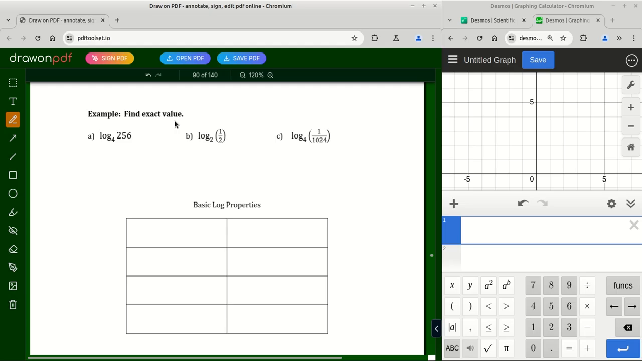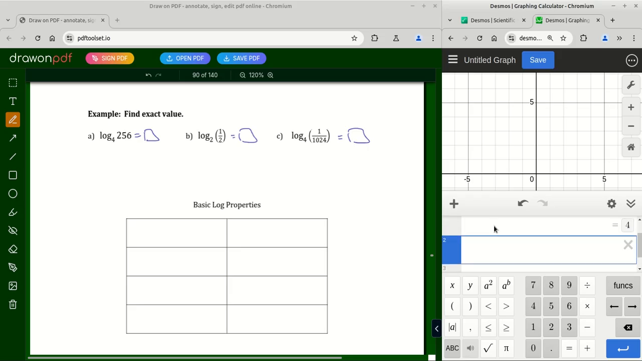So it says find the exact value. Honestly, it's basically like equals, equals, equals, and you fill in the box. And guess what? Desmos does that really awesome. I'm not going to stick around with just Desmos here. Look, there it is, 4. There's your answer. You're done, 4.